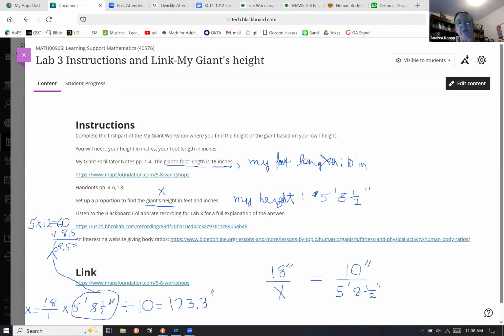Before we did the computation though, we turned 5 foot 8.5 inches all into inches. So 5 feet we took times 12 to turn it into inches because there's 12 inches in every foot. So 5 times 12 is 60. Then we added, so it's 60 inches plus 8.5 inches is 68.5 inches. So then taking 18 times 68.5 divided by 10, we get 123.3 inches for the giant's height. And now we just need to convert that back into feet and inches. So let's go back into the calculator.